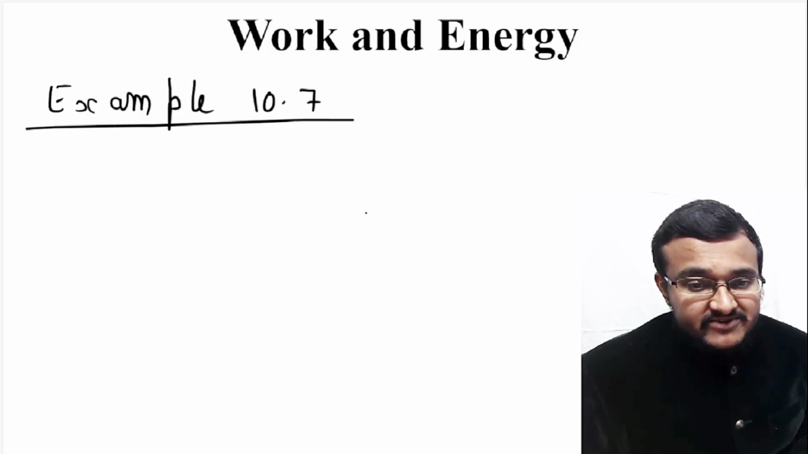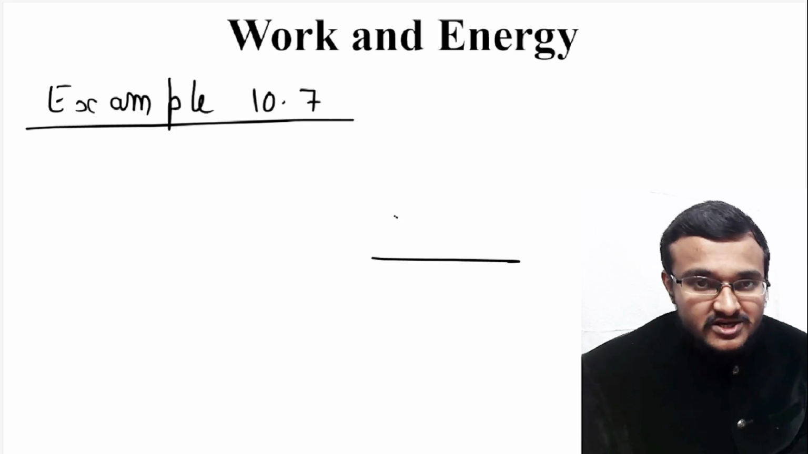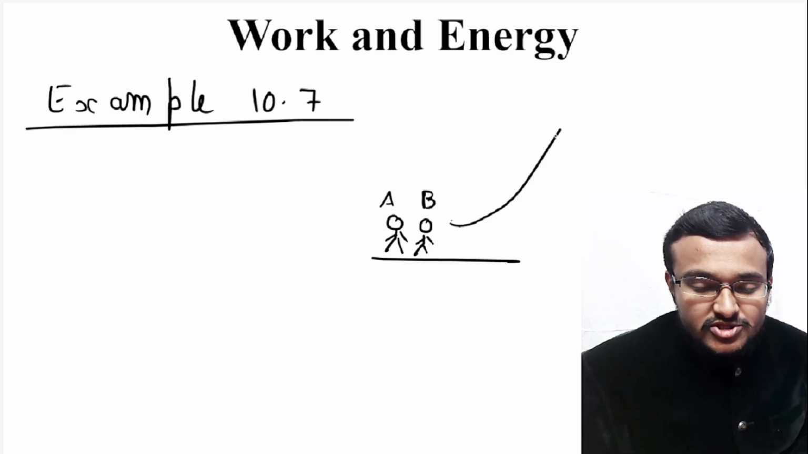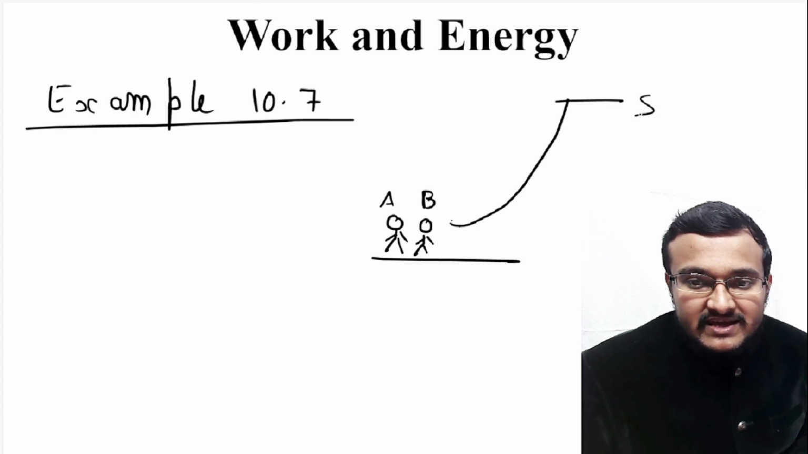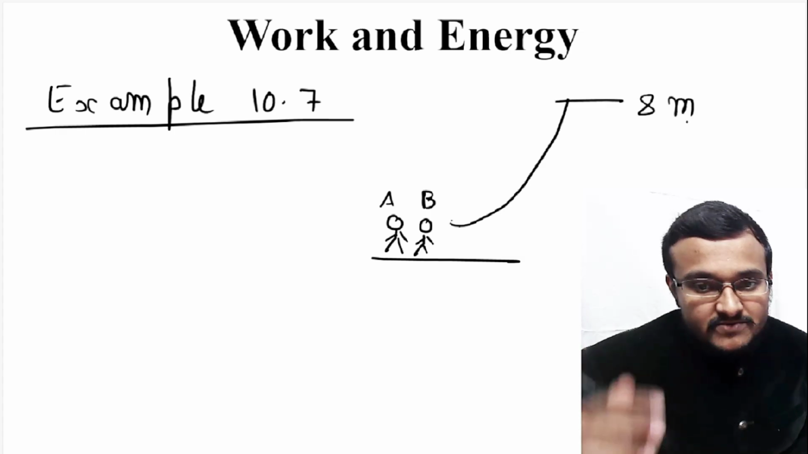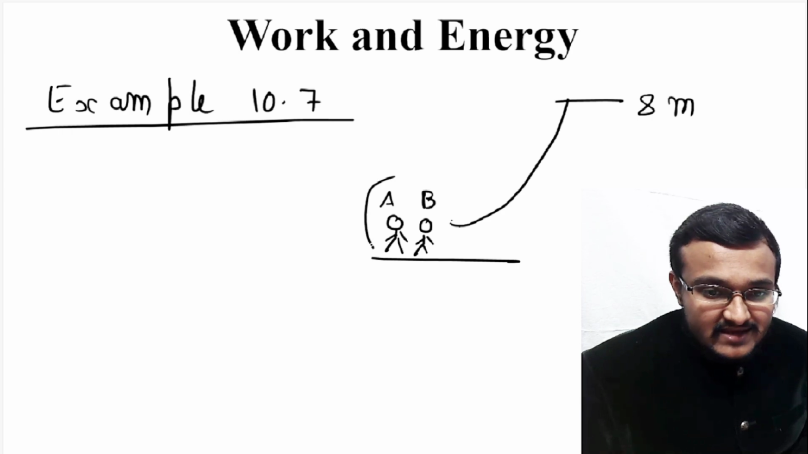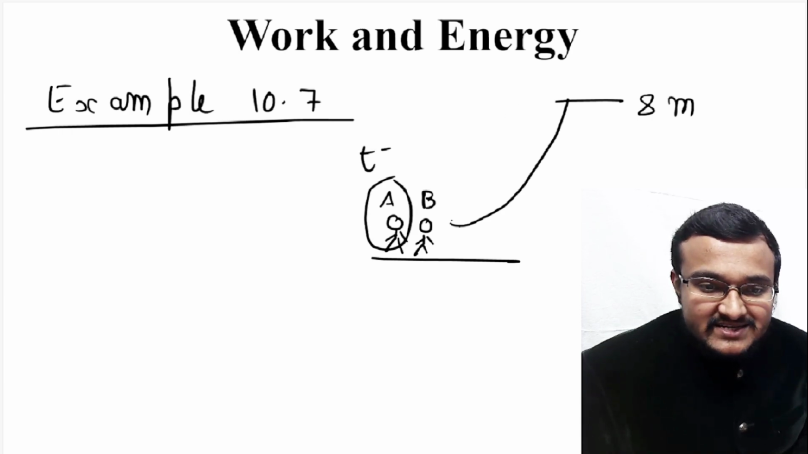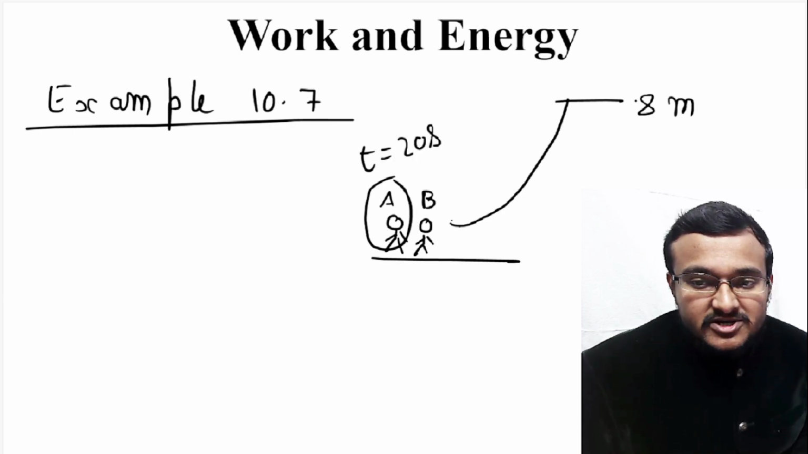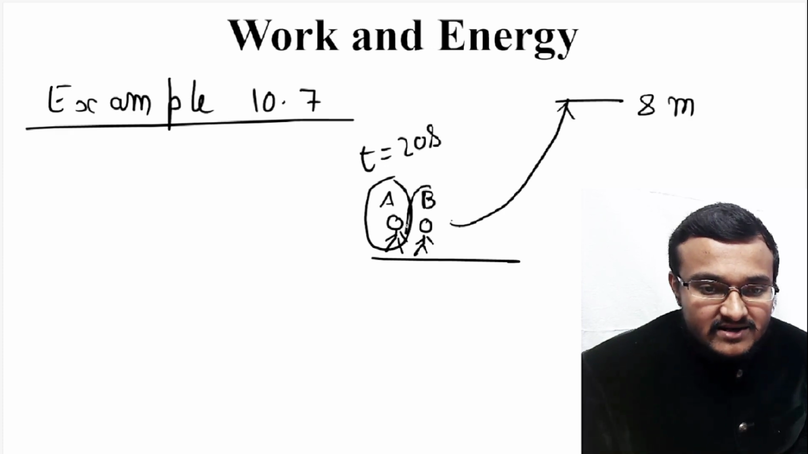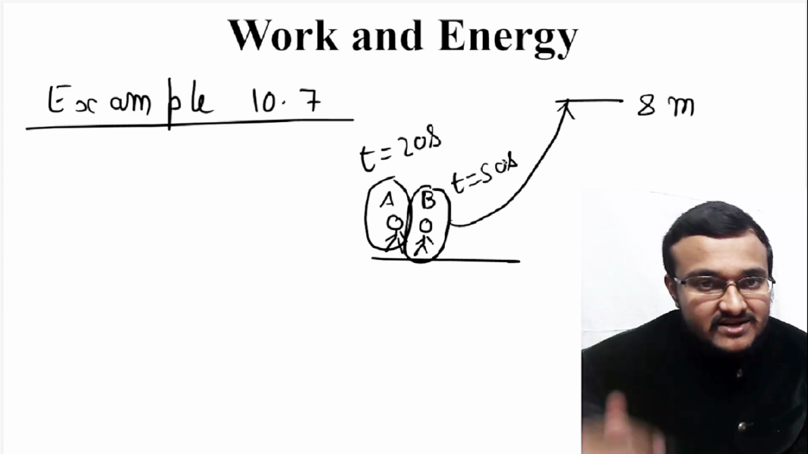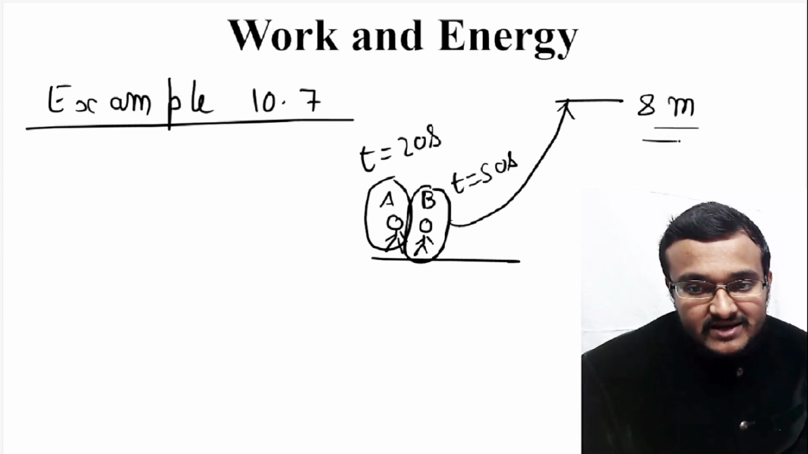Coming to example 10.7, here there are two girls. The girl one's name is A and the girl two's name is B. Both of them climb a particular rope and reach an 8-meter high level from the ground. Now girl A takes 20 seconds to reach this particular 8-meter height, and girl B takes 50 seconds to reach that same 8-meter height.